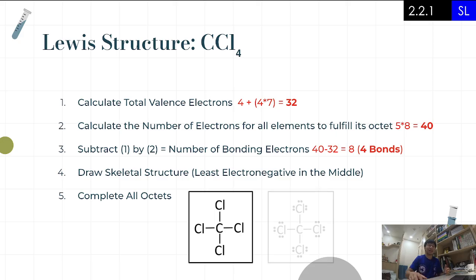And then lastly, we need to complete all the octets. So we need to make sure that every element in this scenario has a full valence shell, and they have 8 electrons alongside it. And do remember that each bond is 2 bonding electrons.